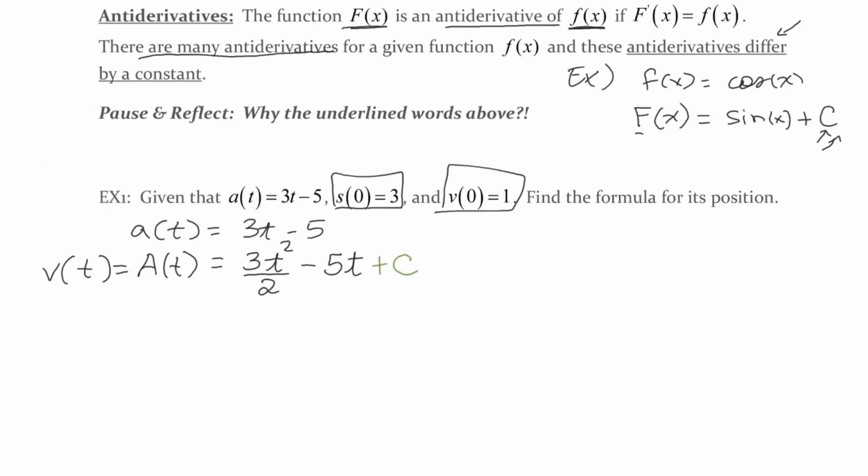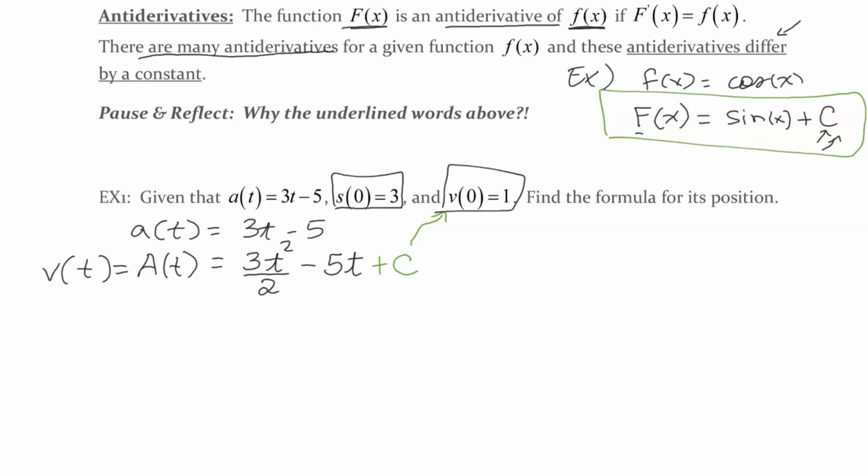So we would say v of t in this case would be 3 over 2 t squared minus 5t plus c. Now, how are we able to find that c? We are able to find that c given a specific condition. If there's no specific condition given, then we will just leave that plus c as our answer for the antiderivative, right?